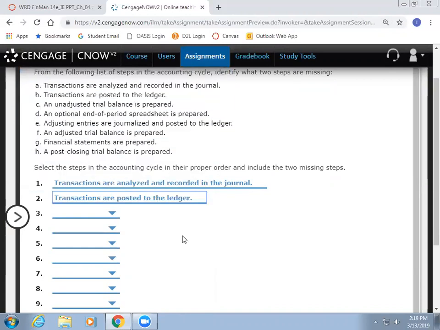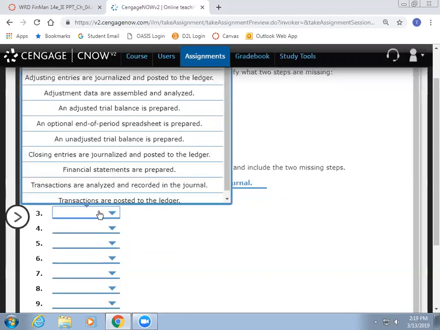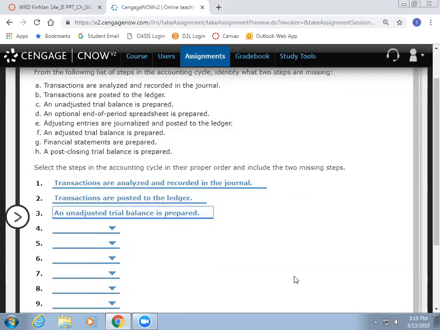So again, we did that one in chapter 2 as well. An unadjusted trial balance is prepared. That is step 3. We also learned that in chapter 2. Okay. So that got us through chapter 2. We did those first 3 steps because again, those were the lengthy ones, right? It took a little bit of time to learn debits and credits.